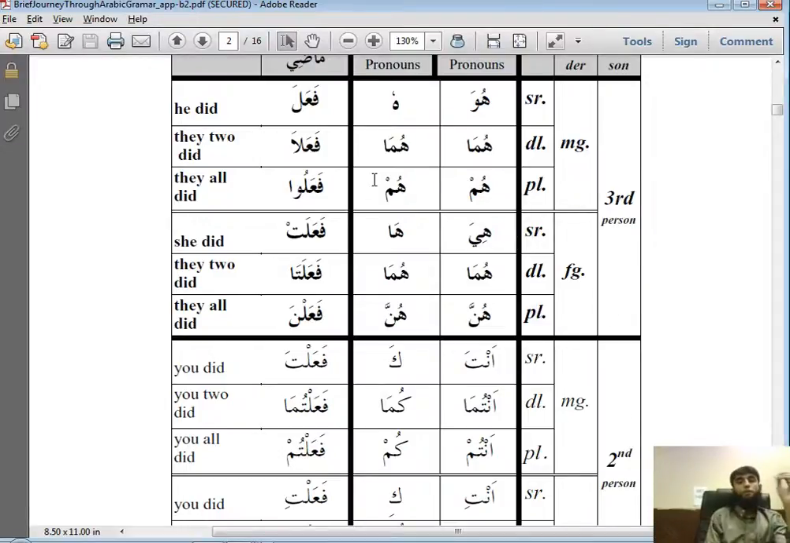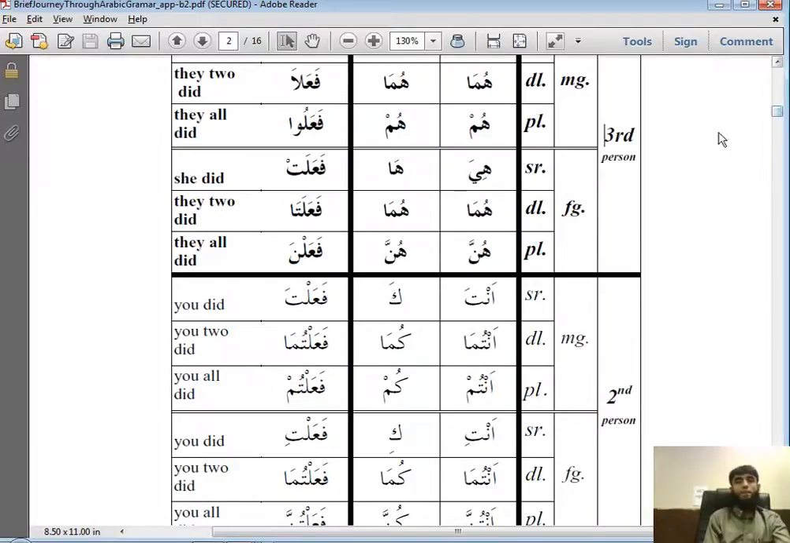Okay. So when you're seeing fa'ala, it means that a third person singular male did something, and fa'ala is for two people, two third person, and fa'alu is for plural. Okay. And so on and so forth. So basically this shows you that taking any verb and three of its root letters like fa, ain, and lam, okay. Fa, ain, and lam, how you can construct different forms to denote different types of doers.